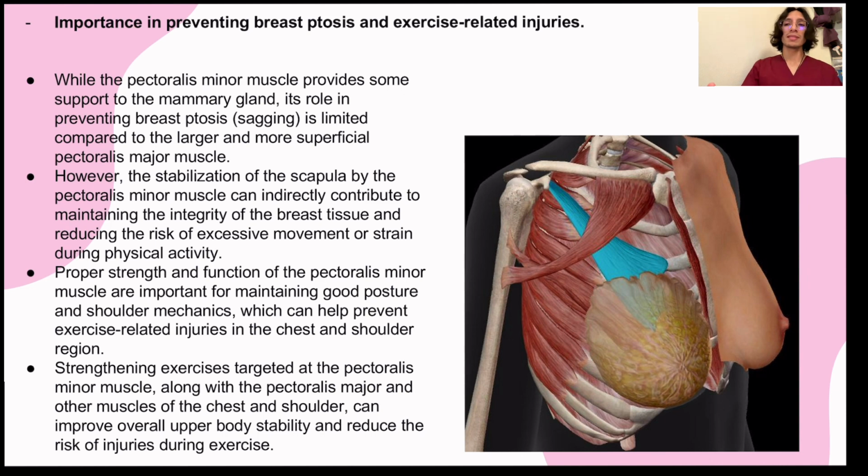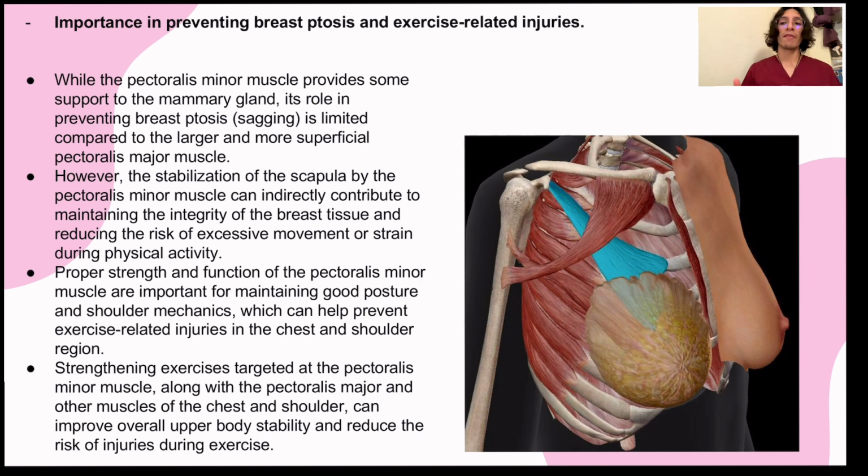Okay, the importance in preventing breast ptosis and exercise-related injuries. While the pectoralis minor muscle provides some support to the mammary gland, its role in preventing breast ptosis is limited compared to the larger and more superficial pectoralis major muscle. However, the stabilization of the scapula by the pectoralis minor muscle can indirectly contribute to maintaining the integrity of the breast tissue and reducing the risk of excessive movement or strain during physical activity.